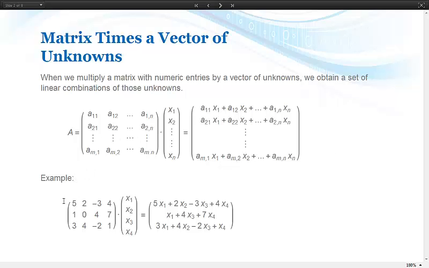And so here's an example with a numeric matrix with variables x1 through x4. If I do the matrix times vector operation, I get 5x1 plus 2x2 minus 3x3 plus 4x4 for the first entry in the result. I get x1 plus 0x2 plus 4x3 plus 7x4, so that's the second entry in the result. And the third entry in the result is given by 3x1 plus 4x2 minus 2x3 plus 1 times x4. This is useful when we want to model a system of equations.